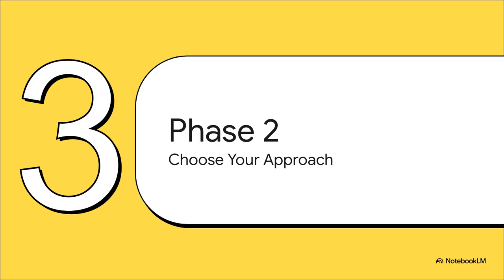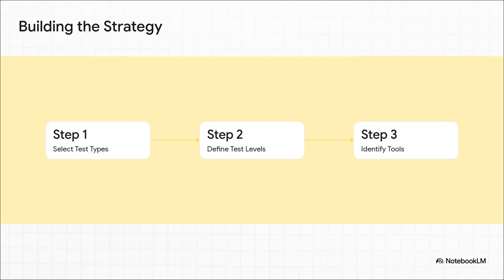Okay, so once we know what we're testing, it's time to shift gears into phase 2, choosing the right approach. This is where we stop surveying the land and start drawing the actual blueprint, making those big decisions about how we're going to guarantee that all those requirements are met. This phase really boils down to 3 key decisions. First, we have to pick the right types of tests for the specific job. Then, we figure out the level, or the stage of development, where each of those tests is going to happen. And finally, we nail down the exact tools we'll need to get it all done.